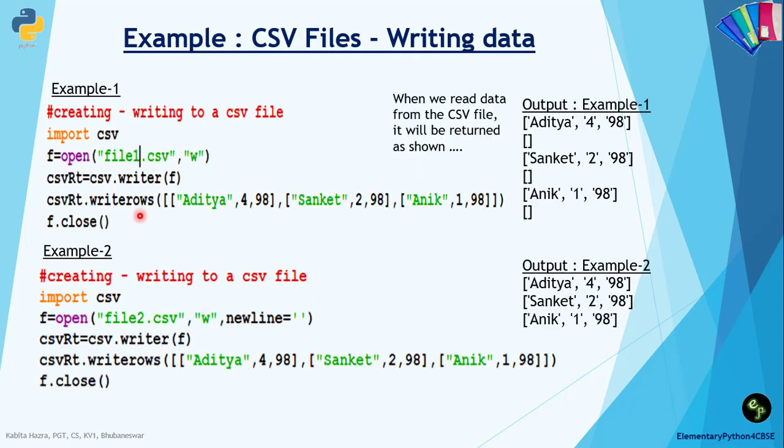So we are using the writerows method to write many records simultaneously. We have opened the file in write mode. We have imported the CSV module. Then we are creating the writer object csvwt using the writer method and passing the file handle f as argument. Then in the writerows method, we are passing a nested list to store records of 3 different students. As we know, the writerows method is used for writing multiple records simultaneously.